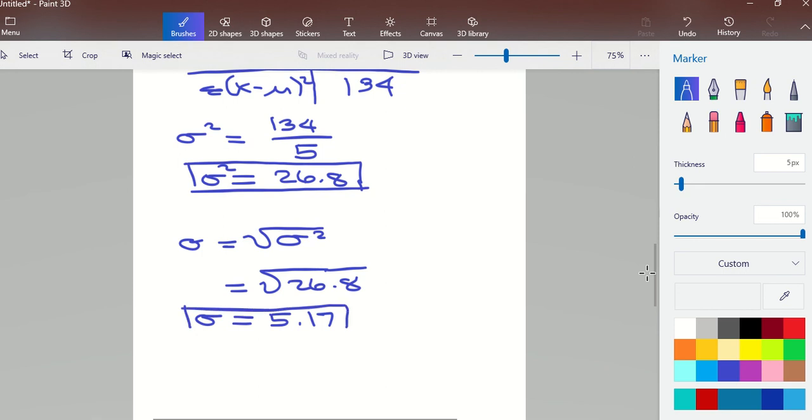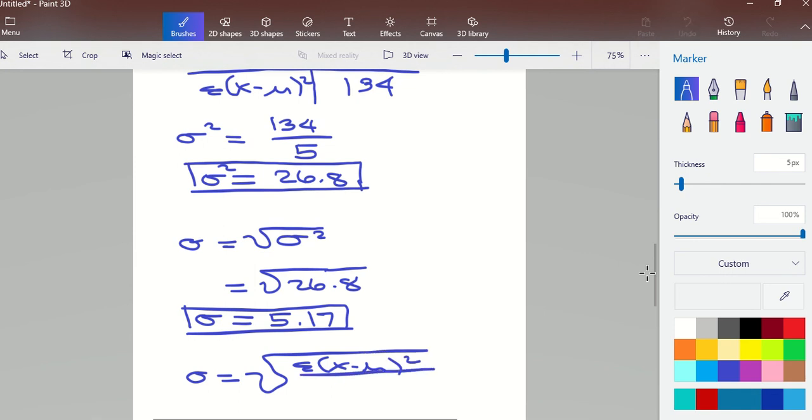Okay. In case you will be asked directly with a standard deviation without passing through the variance, you can directly write the formula of the square root of the summation of x minus mu squared over n. So substituting still, we have here 134 divided by 5. And then getting the square root, you will end up with the same result, which is equal to 5.17.